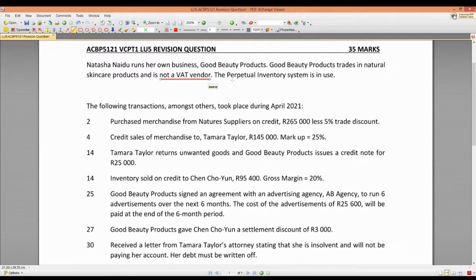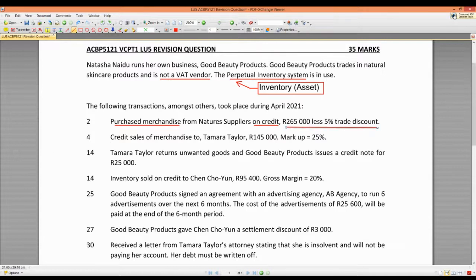We use the perpetual inventory system. Okay, so perpetual inventory system, inventory is going to the asset account. Okay, the following transactions amongst the others took place during April. We purchased merchandise from Nature Suppliers on credit. So if we buy something on credit, it's a creditors journal for 265,000 less 5% discount.